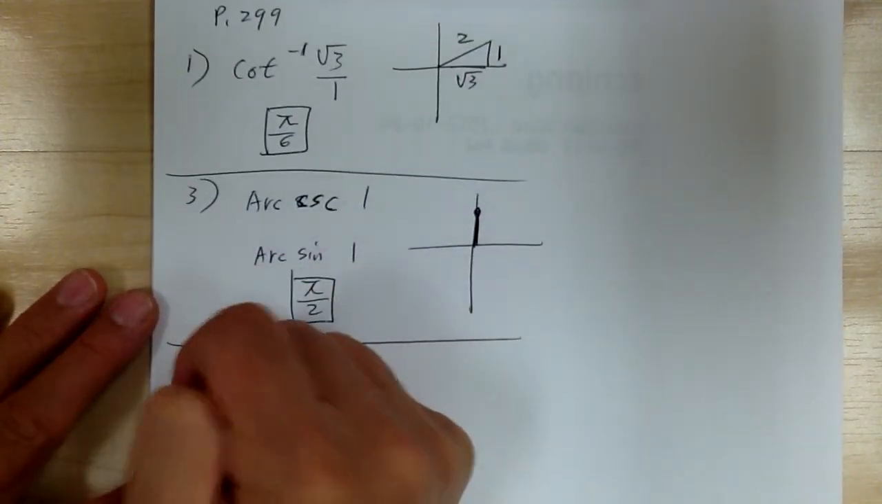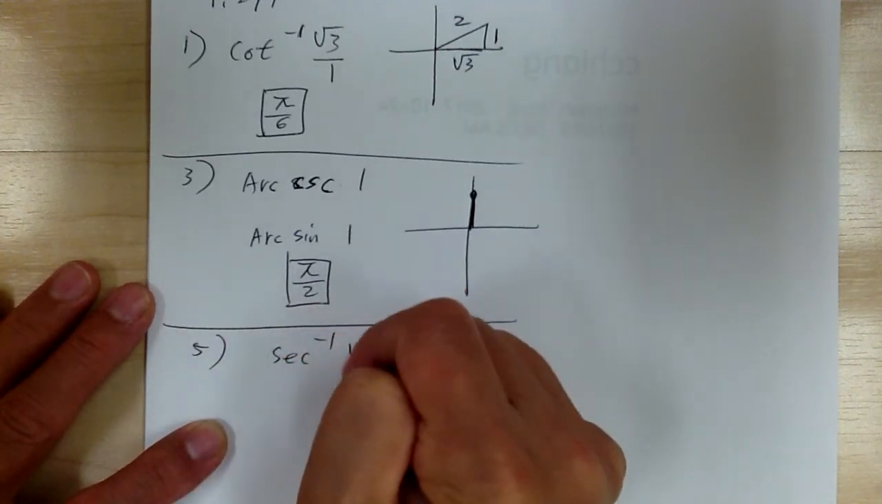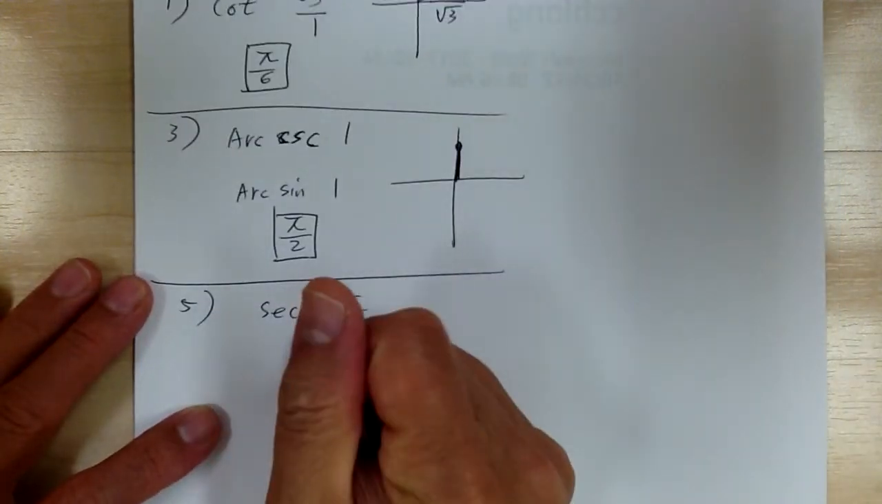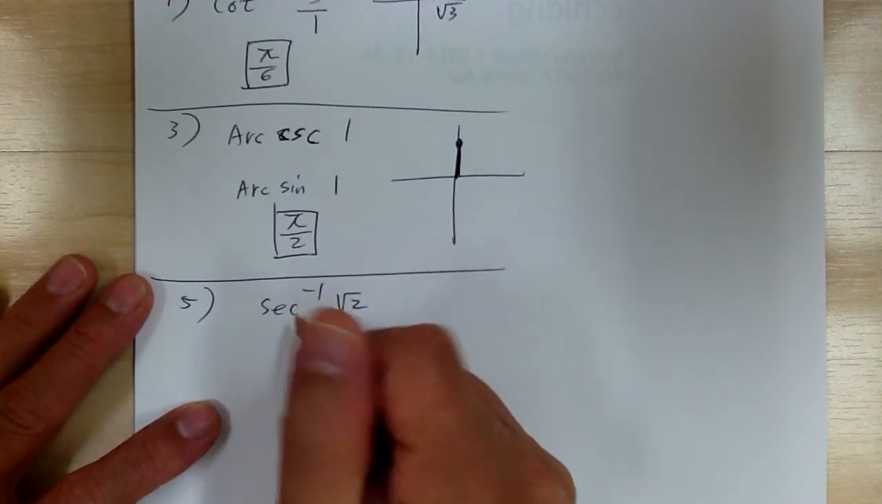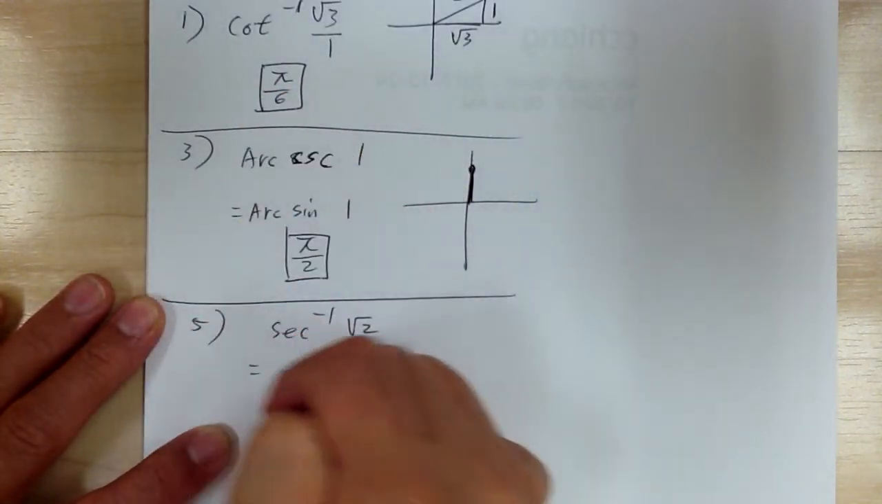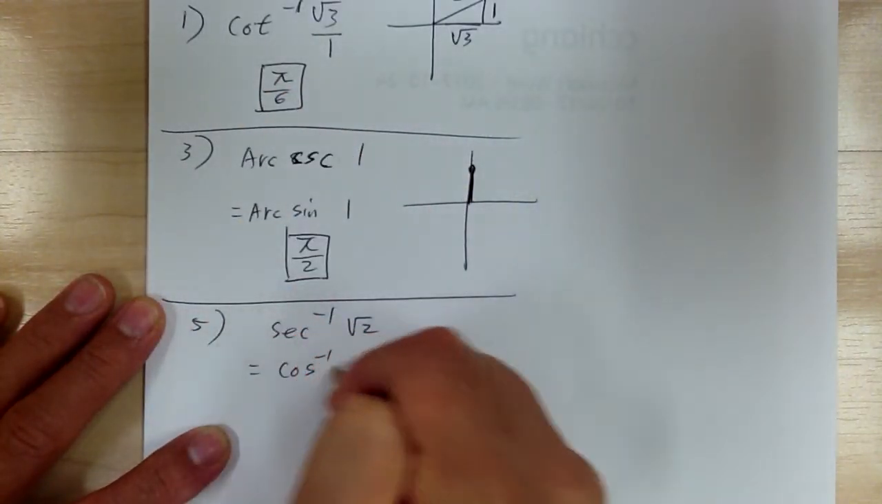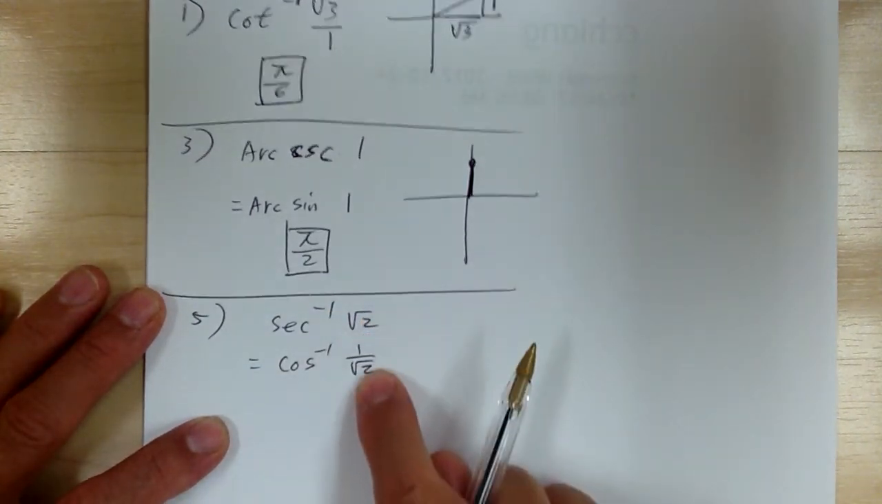Let's go to number 5. Yeah, inverse secant of square root of 2. Again, if you're not familiar with the secant, then what you do is use your primary function. So secant came from cosine. So this is going to be equal to inverse cosine of 1 over square root of 2. Right? For inverse function, you flip over the number.